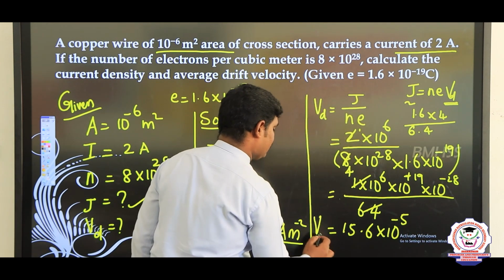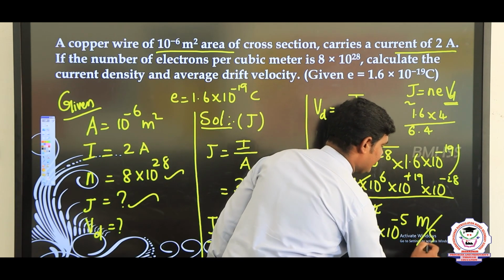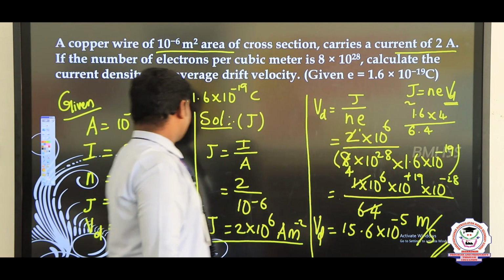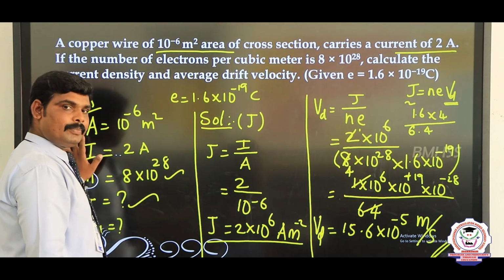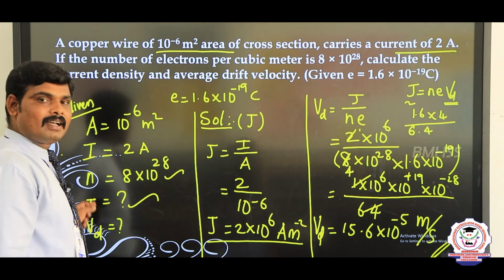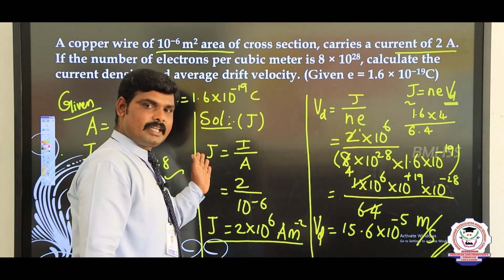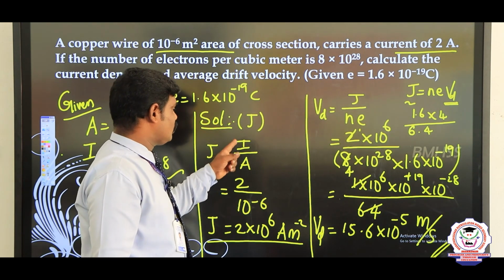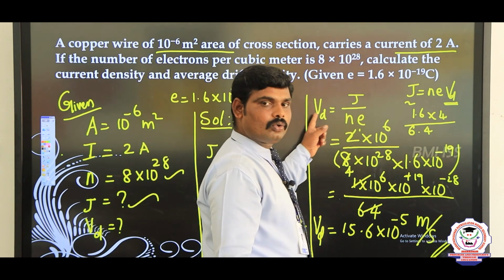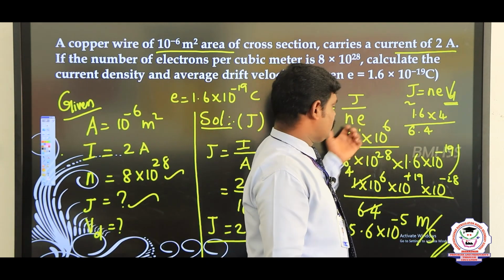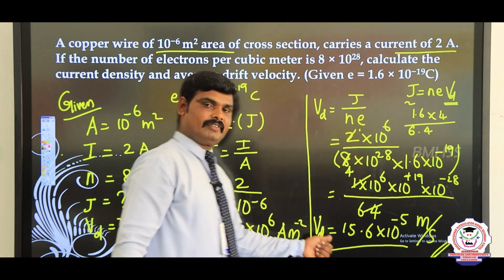So Vd is nothing but drift velocity. The unit of drift velocity is meter per second. Here area, current and number of electrons are given. They are asking two questions, current density and drift velocity. So for the current density formula, J is equal to I by A, substitute the I and A values, and we get J. Then Vd is equal to J divided by N into E. When you substitute and cancel these values, we will get the final values of J and Vd.